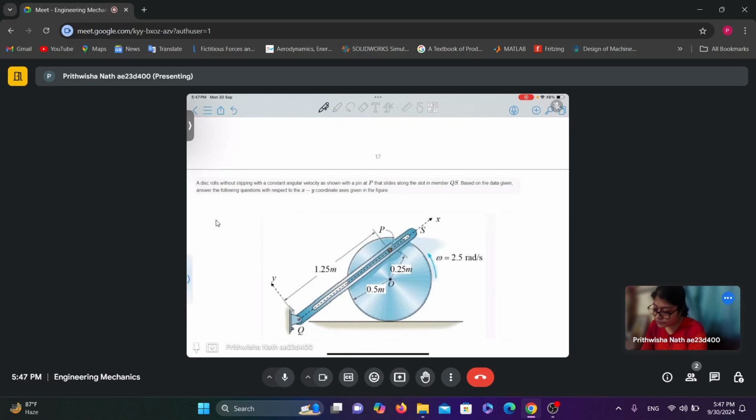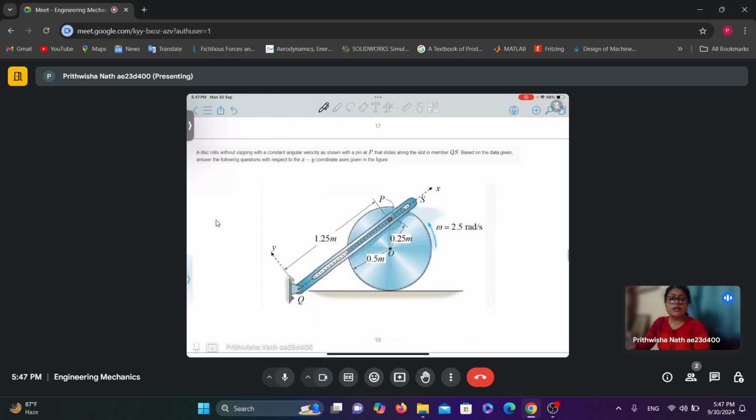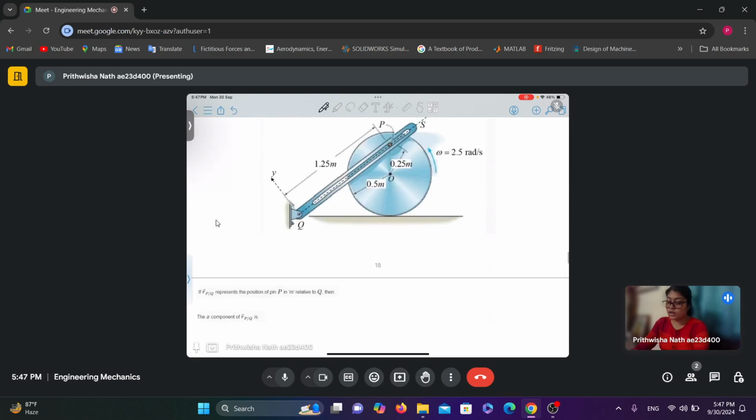So this disc is rolling without slipping with an angular velocity of 2.5 radian per second, and it slides along the slot in the member QS, and the coordinate axis is shown in the figure. So as per this diagram, we need to find out the answer to the given questions.